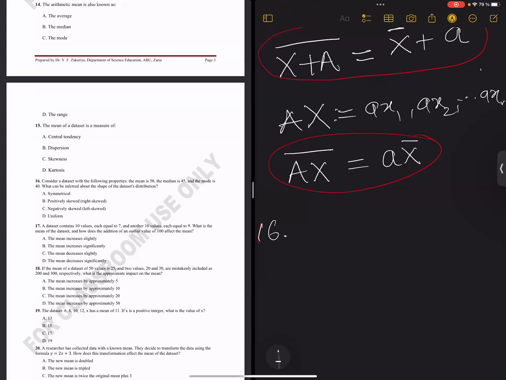I've not gotten to this side, sir. Well, I guess it's negatively skewed, because the mean is more than the median and the mode. Okay, you have gotten this far. What do you mean?